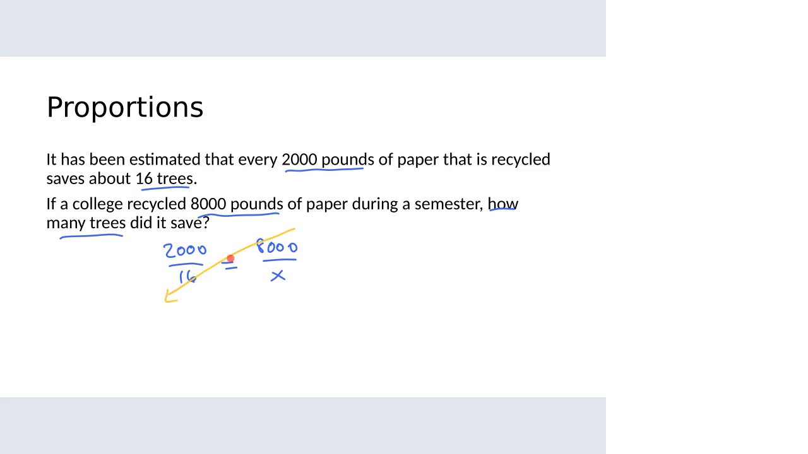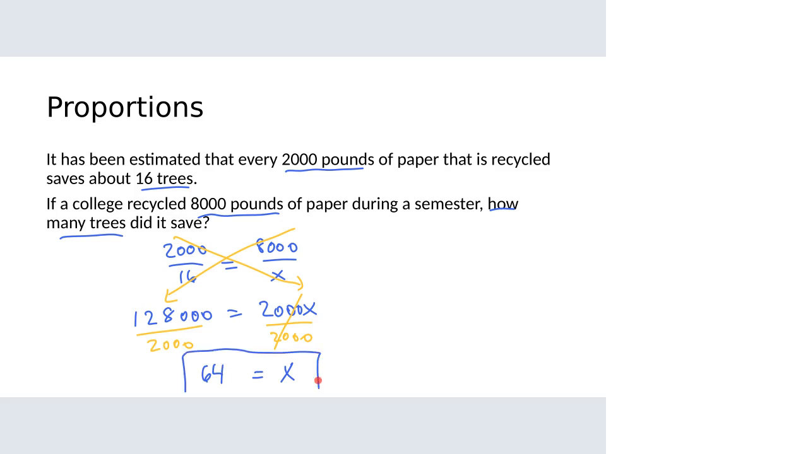We'll cross multiply. When we cross multiply, we'll get 8,000 times 16 is 128,000. Kind of a big number, but that's all right. We're allowed to use calculators. And the other way, 2,000 times x. Finally, we'll divide both sides by 2,000. On the right side, those cancel, leaving the x. We also have to do the same thing to the left-hand side. And when we do that, we'll get x is equal to 64. So 8,000 pounds of paper recycled would save 64 trees.